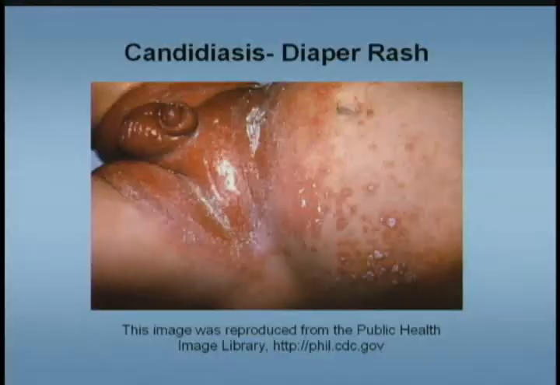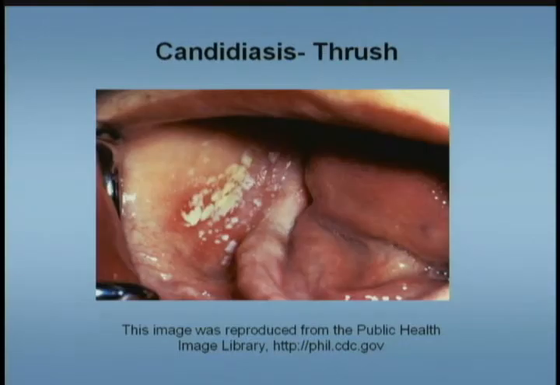But look at this diaper itch. That's because it's warm, moist, and wet: candida. Topical antifungal and keep it dry. Candida inside the mouth: warm, moist, and wet. You see this white plaque?